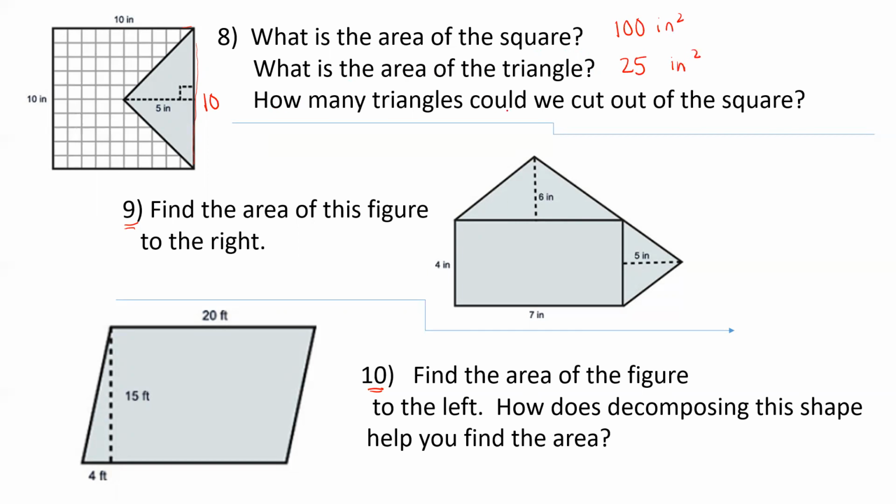And then it says, how many triangles could we cut out of this square? Well, there's 1. Here would be 2, 3, and this is 4, which makes sense because 4 times 25 is going to be the area of our whole square, right? All right, so you guys do 9 and 10 and check your answers on my Canvas page.